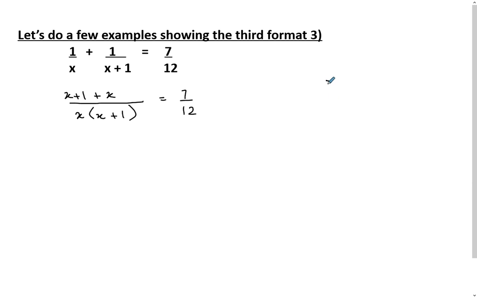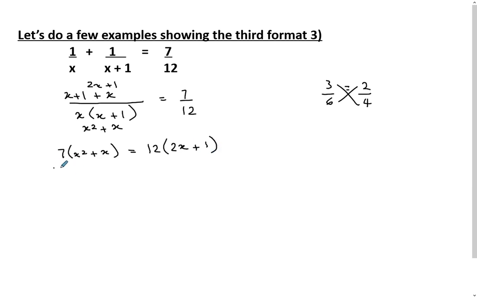And then you can see this looks like 3/6 equals 2/4. So we're just going to cross multiply. But I'll just add like terms here. So it's 2x plus 1. And I'll just expand that. So it'll be x squared plus x. And now I can cross multiply. So I've got 7 times (x squared plus x) equals 12 times (2x plus 1). So I've got 7x squared plus 7x equals 24x plus 12.